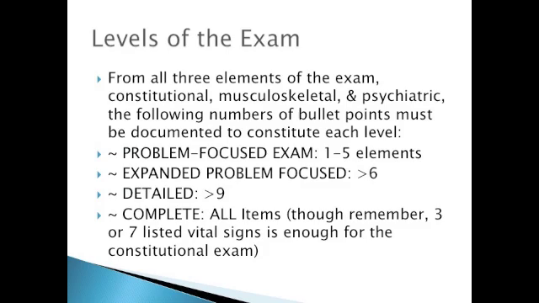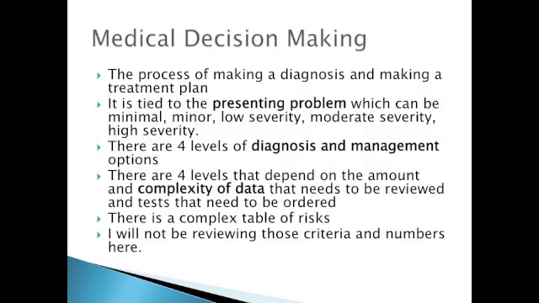The third component of deciding an evaluation and management code is the medical decision making. The process of making a diagnosis and making a treatment plan is tied to the presenting problem, which can be minimal, minor, low in severity, moderate in severity, or high in severity. Then there are 4 levels of diagnosis and management options, and there are 4 levels that depend on the amount and complexity of data that need to be reviewed and tests that need to be ordered.